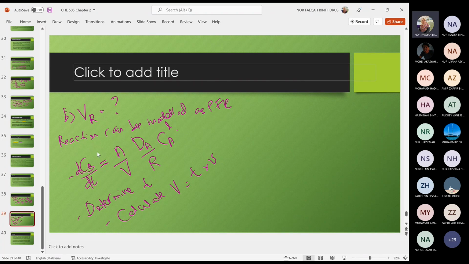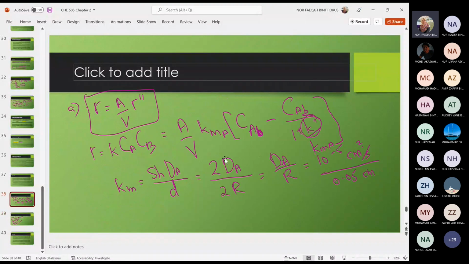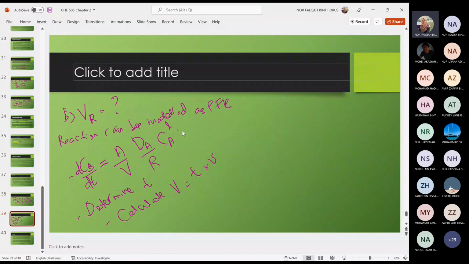Okay, cuma we need to know the reaction can be modeled as apa and what is the limiting. Okay, so again, this equation actually we derive from this one and term yang belakang ni negligible. So that's why dapat this equation.